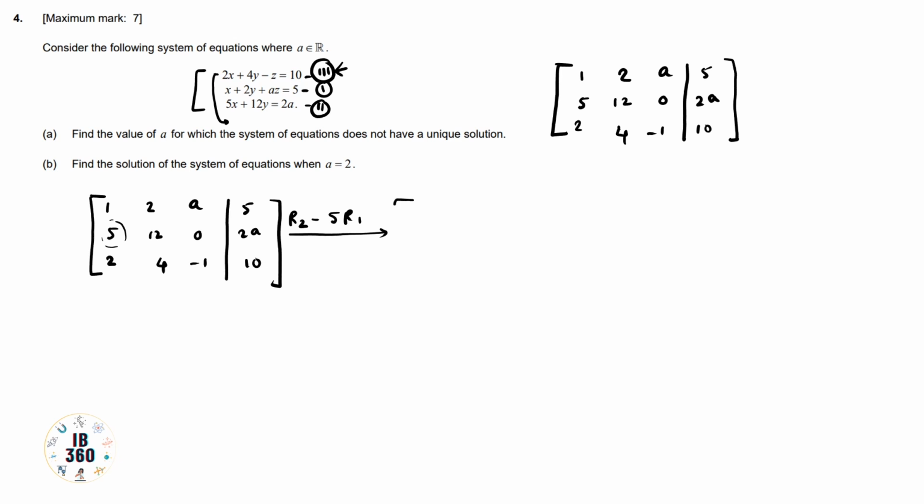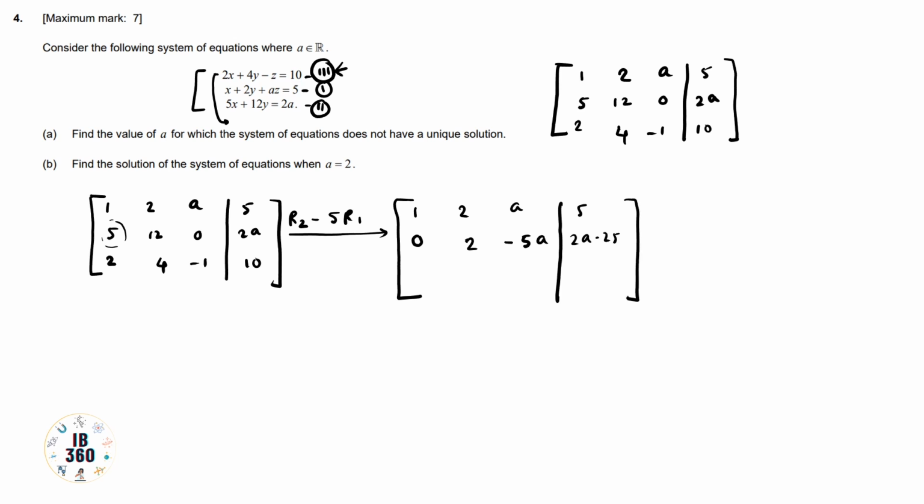So if we do this row reduction, then we have 1, 2A, the first value is the same. Now R2 minus 5R1, so this particular value will be 0. Then 12 minus 5 into 2, that is 10, that is 2. Here it will be 2, and 0 minus 5A, so it is basically minus 5A. And here it is 5, no change there. And for the second, it is R2 minus 5R1, so 2A minus 25. So 2A minus 25 we are getting.